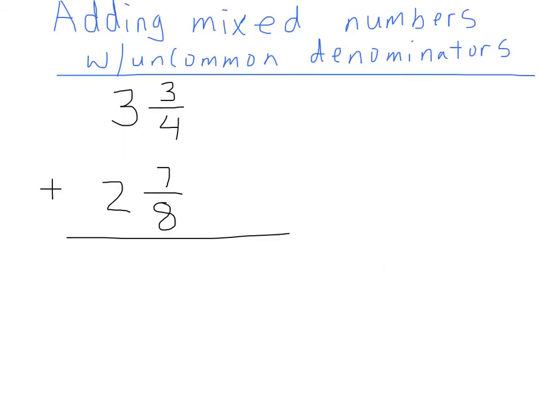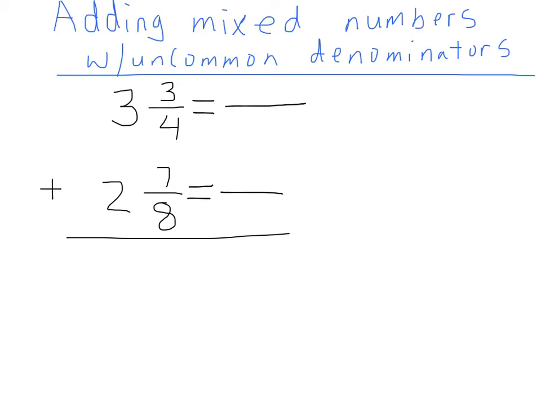Now we're going to take a look at adding mixed numbers, but this time our denominators are going to be different. So remember, we have to come up with equivalent fractions, which is what we did in the previous lesson. So here I can see that I have 3/4 and 7/8, and I have to come up with an equivalent fraction here and an equivalent fraction here.